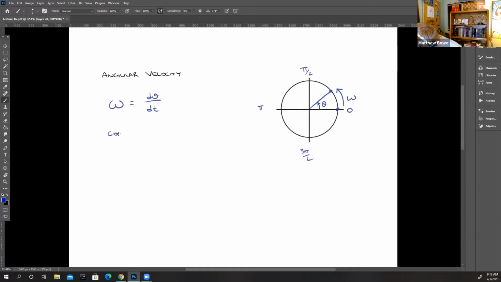And I should add also, counterclockwise is positive. Previously, we had a system of things moving to the right were positive, things moving to the left were negative. In this system, things that move counterclockwise are positive. Since there is this positive change of angle, it's increasing.